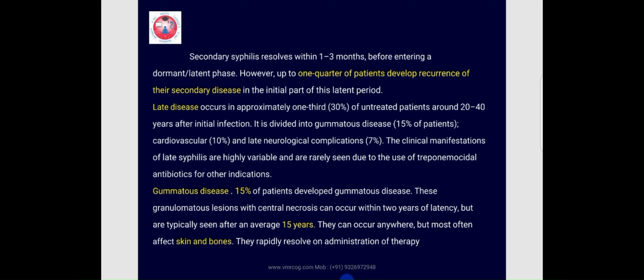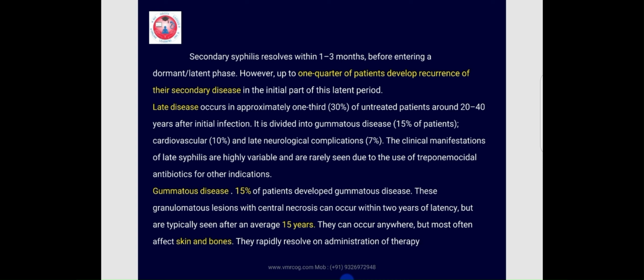Now, late disease, which occurs approximately in 1/3 or 30% of untreated patients around 20 to 40 years after the initial infection. It is divided into three subtypes. That is, it can be a gummatous disease, which is seen in 15% of patients, cardiovascular manifestation seen in around 10% of patients, and late neurological complication that is seen in around 7% of patients. The clinical manifestations of late syphilis are highly variable and are rarely seen due to the use of antitreponemal antibiotics for other indications.